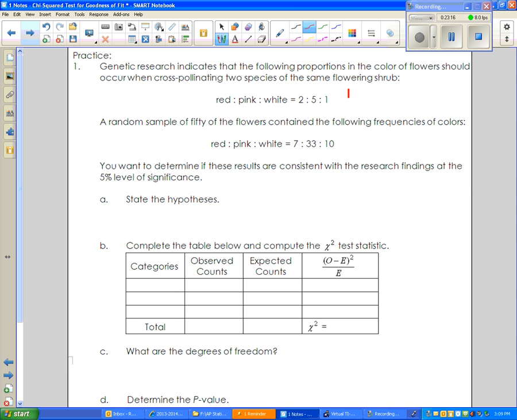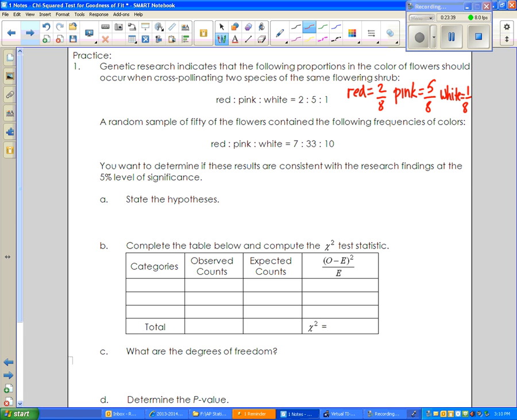So out of the 8, 2 of the 8 should be red. Out of the 8, 5 of them should be pink, and out of the 8, 1 should be white. So you don't necessarily have to write them as percentages. In fact, I would leave them as a fraction so you don't have to deal with the rounding issues.